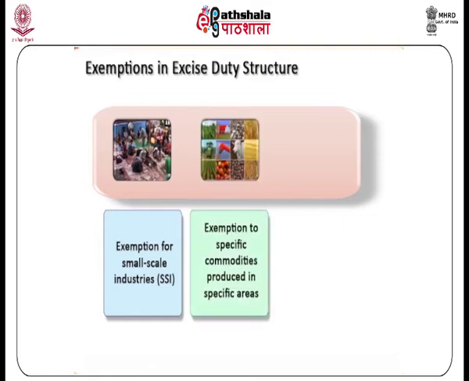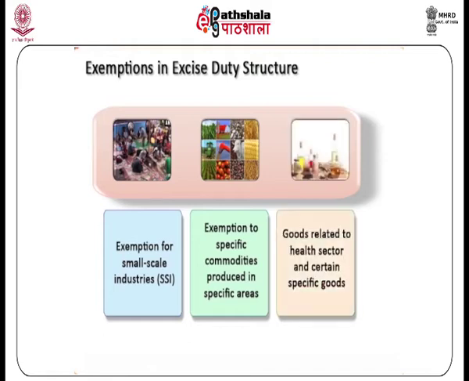Area-based exemptions. The scheme of area-based exemptions was introduced for the first time in 1999 for notified areas of the Northeast. The scheme was made applicable to specific commodities produced in specified areas and was intended to encourage investment in the Northeast. 3. Other exemptions.